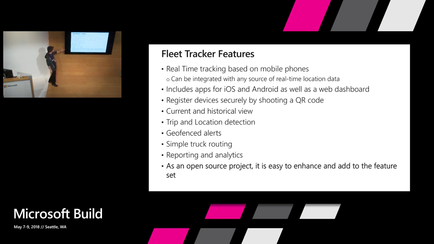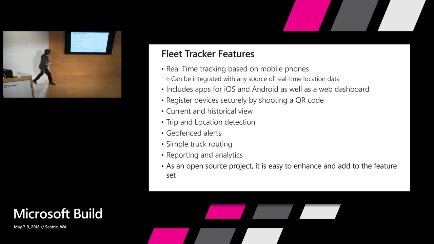So geofenced alerts is a great one. I'll show you how to interactively draw a geofence and then set an alert through email or text message whenever a driver enters or exits that area. Trip and location detection is very interesting. So we have a service that runs in the background, and it's always analyzing the points as they come in, and it'll try to figure out, where did this driver stop? And we'll call that a location. And what are all of the points that made up a contiguous trip? And that plays in with the reporting that's built in as well. You can get daily, weekly, monthly reports of activity of all the drivers in your deployment.